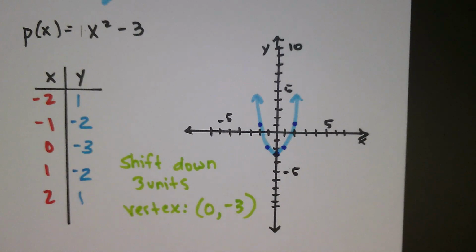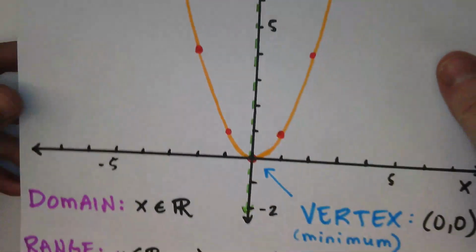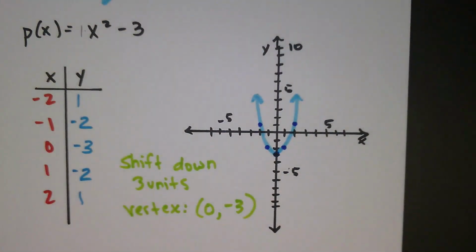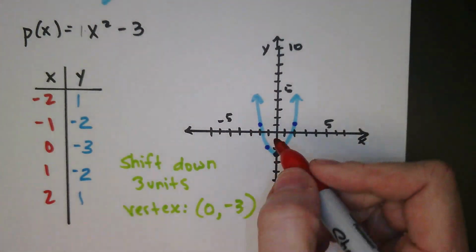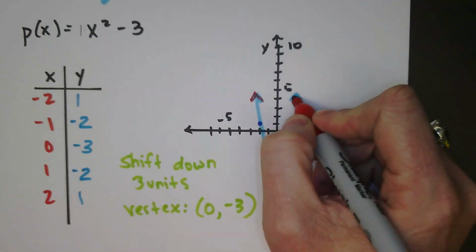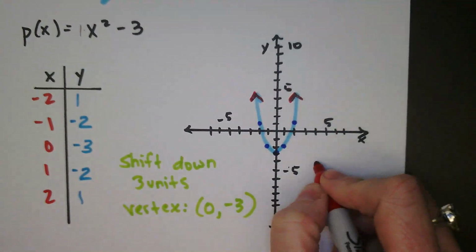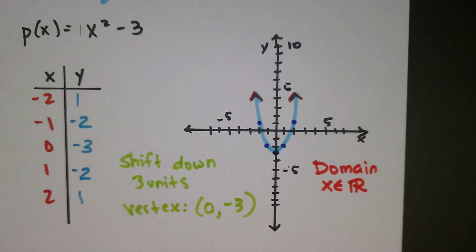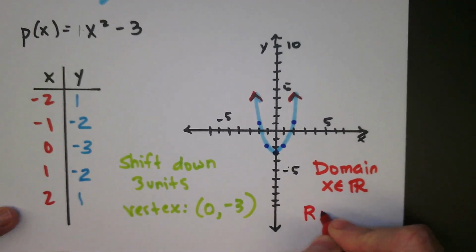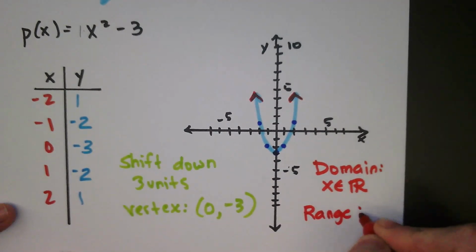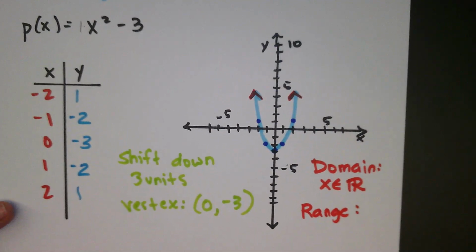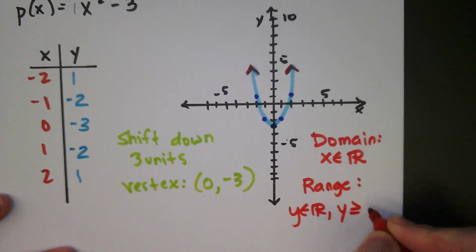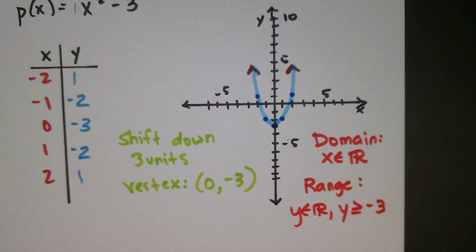That does change the domain and range a little bit. On the parent function, the domain is all real numbers and the range is everything above 0. It's going to stay the same for the domain because these arrows are forever going left and right as they go up. So our domain is still going to be all real numbers. But the range actually now has a different low point. The low point is now -3 and it's everything above that. So we can do y is all real numbers, but y has to be greater than or equal to -3.